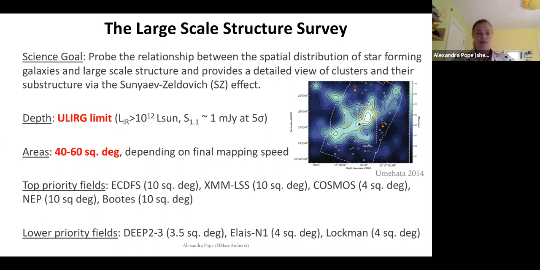And the goal of this survey, to do wide areas down to the Euler limit, is to really try to understand the relationship between the spatial distribution of these dusty star-forming galaxies and the larger scale structure that they're embedded in. So the relationship to clusters and protoclusters. In particular, we can take advantage of the 3 bands of TolTEC to study the Sunyaev-Zeldovich effect. And so here are the fields that we've chosen.